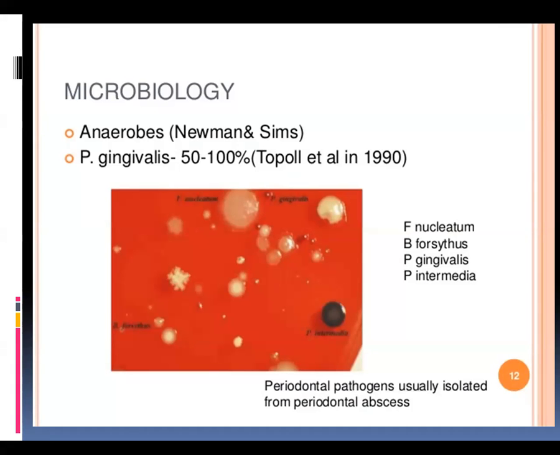Microbiology. The periodontal abscess is most commonly caused by anaerobes. P. gingivalis causes abscess in 50 to 100% of cases, and periodontal pathogens usually isolated from periodontal abscesses are F. nucleatum, D. forsythus, P. gingivalis, P. intermedia.